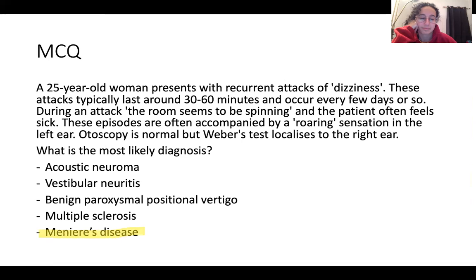And the way you can sort of work this question out is, obviously, if you know your timings of disease, it makes it a lot easier. But this patient has recurrent episodes of dizziness. So they're having this vertigo where the room's spinning, and they've got a roaring sensation in the left ear. So you think there's a problem in the left ear, but a Weber's test localizes to the right. So if there's a problem in the left ear and it was a conductive problem, then Weber's would localize to the left. Whereas Weber's localizes to the right, which means it's actually a sensorineural hearing loss or a sensorineural problem in your left ear. And the only one that fits that picture is Meniere's. Okay.